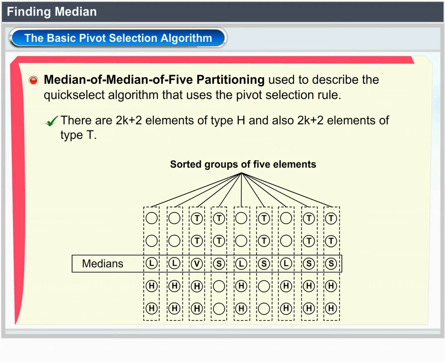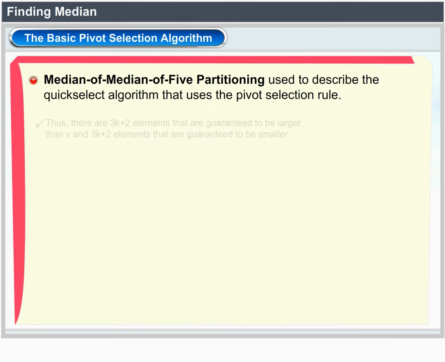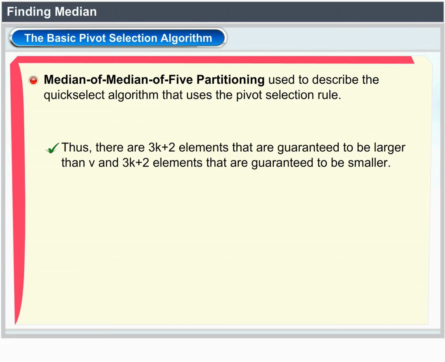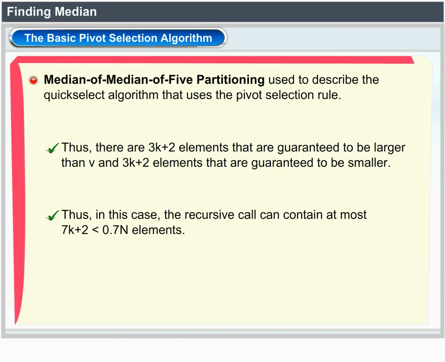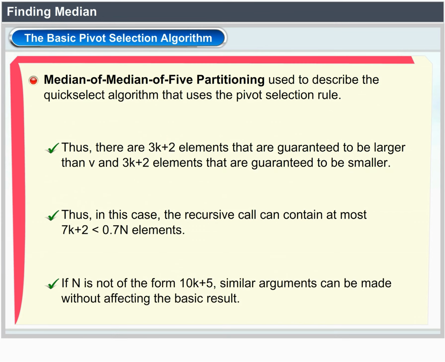There are 2k plus 2 elements of type H and also 2k plus 2 elements of type T. Thus, there are 3k plus 2 elements that are guaranteed to be larger than V and 3k plus 2 elements that are guaranteed to be smaller. Thus, in this case, the recursive call can contain at most 7k plus 2 less than 0.7n elements. If n is not of the form 10k plus 5, similar arguments can be made without affecting the basic result.